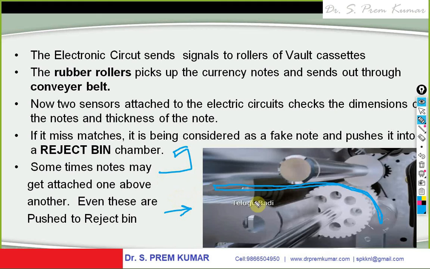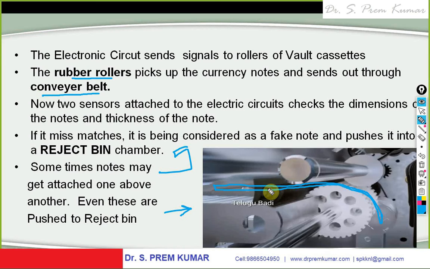This is 100 rupee note, second 100 rupee note, third 100 rupee note, fourth 100 rupee note and fifth 100 rupee note. It stops. Depending upon our input, the wheels rotate and through a conveyor belt, the rubber rollers will rotate. They will pick up the notes and through a conveyor belt, they will send the required notes through the cash dispenser. Sometimes they may be fake notes.